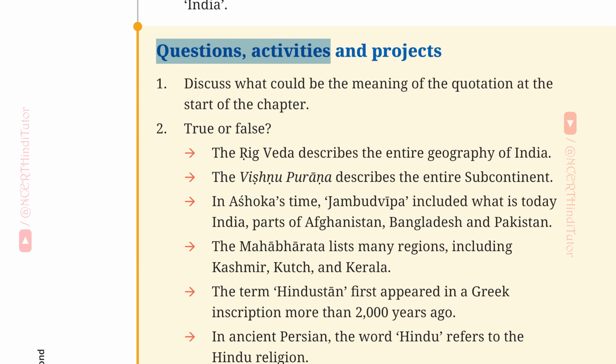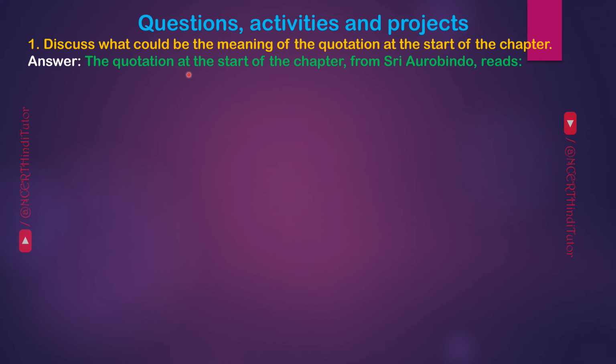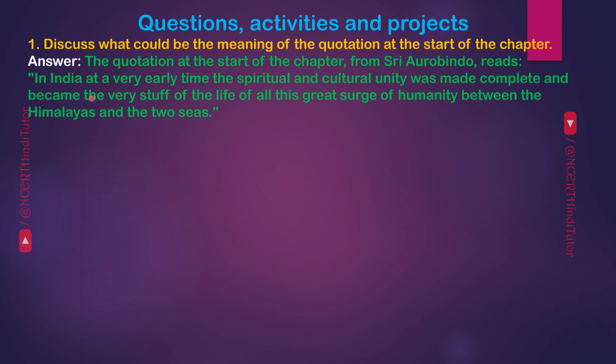Next, questions, activities and projects. Question 1: Discuss what could be the meaning of the quotation at the start of the chapter. Answer. The quotation at the start of the chapter from Sri Aurobindo reads: In India at a very early time the spiritual and cultural unity was made complete and became the very stuff of the life of all this great surge of humanity between the Himalayas and the two seas.